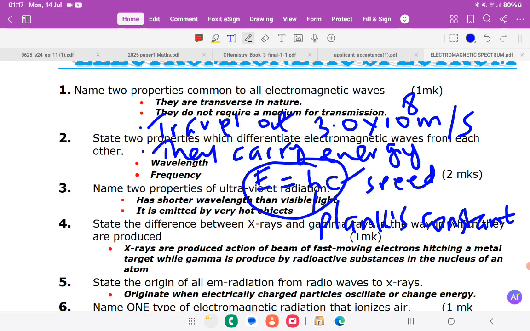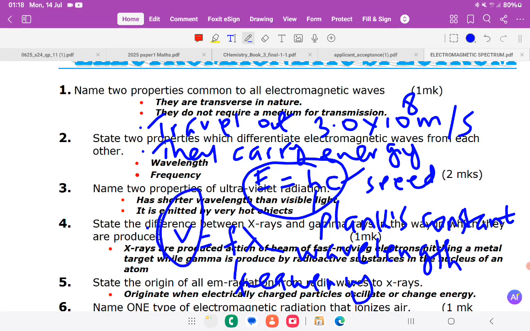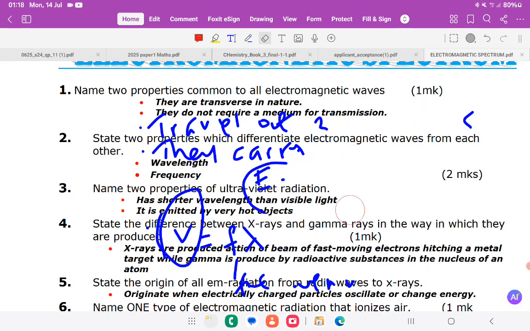Other than that, they can be defined in terms of their speed, where speed equals frequency multiplied by wavelength. So they all obey what we call the wave equation. Here f stands for frequency and lambda represents wavelength. If we know the frequency of the wave and its wavelength, we can calculate speed. So these are some of the properties which are common to all electromagnetic waves.